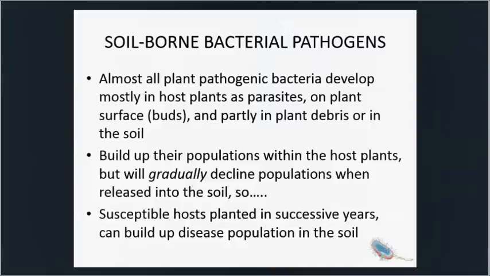Almost all plant pathogenic bacteria develop mostly in host plants as parasites on the surface of the plants, such as in buds, as well as in plant debris or in the soil. They can build up their populations within the host plants, but only gradually decline when they are released into the soil. So if you have susceptible hosts planted in successive years in your garden, you can build up the disease population in the soil because it's not removed after a season. It may take 2 or 3 years, so you need to keep that in mind.